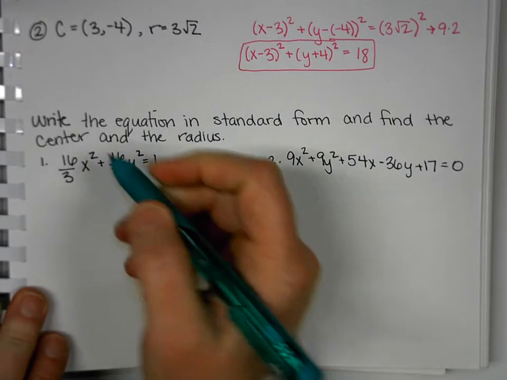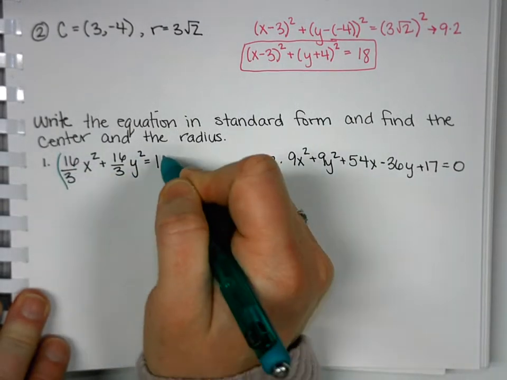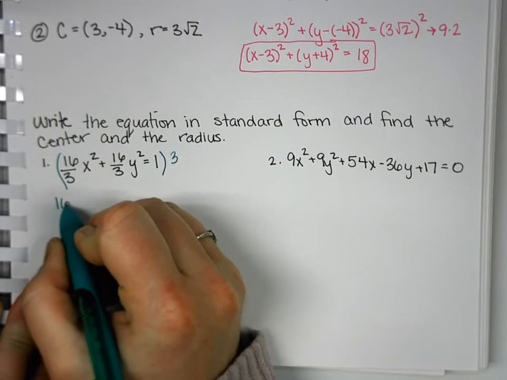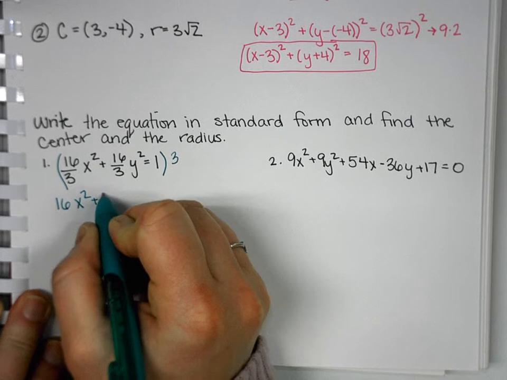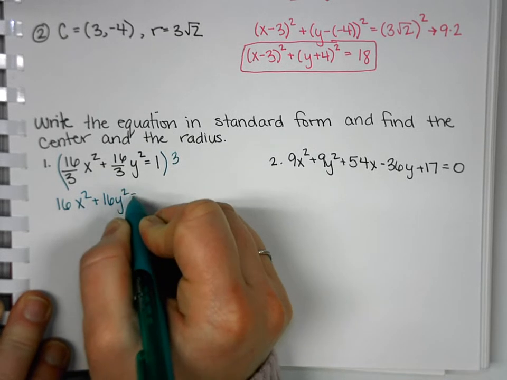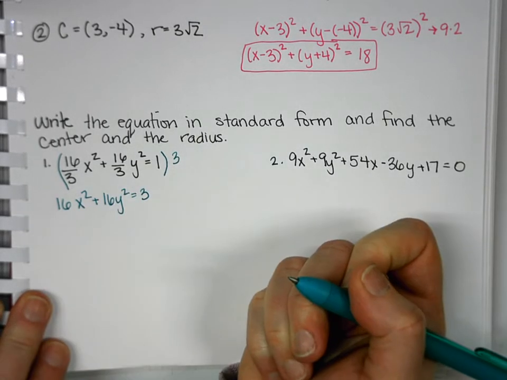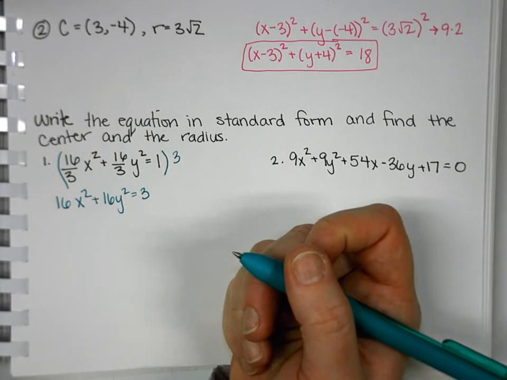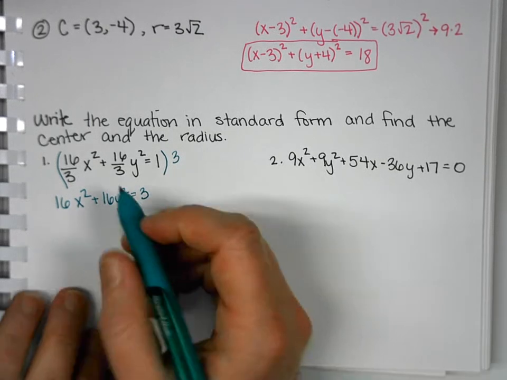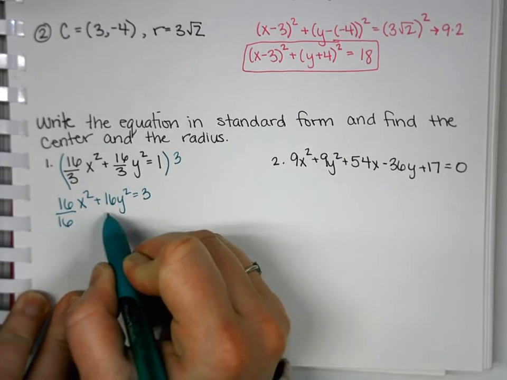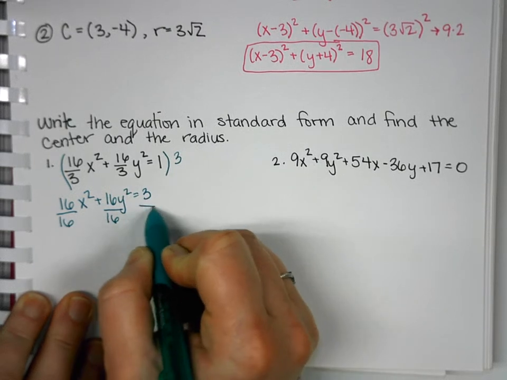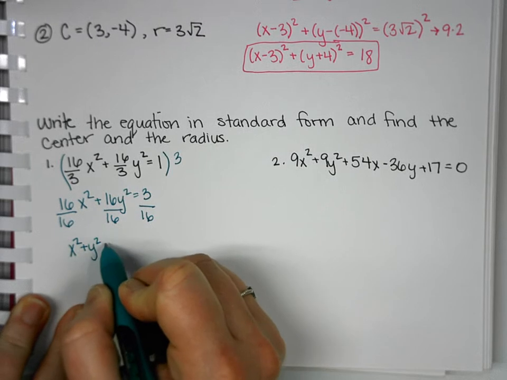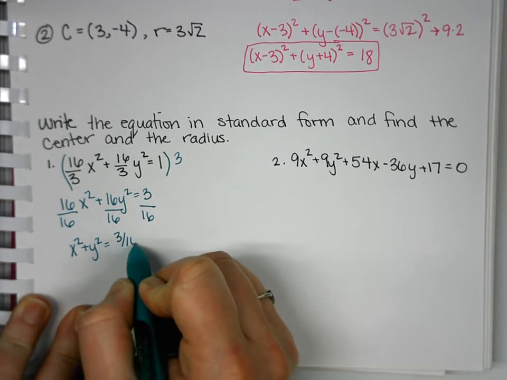first thing I'm going to do is multiply everything by 3. That way I get rid of the fraction. So I have 16x squared plus 16y squared equals 3. Then I'm going to divide everything by 16 because I can't have coefficients in front of my x squared and y squared. So we have x squared plus y squared equals 3 over 16.